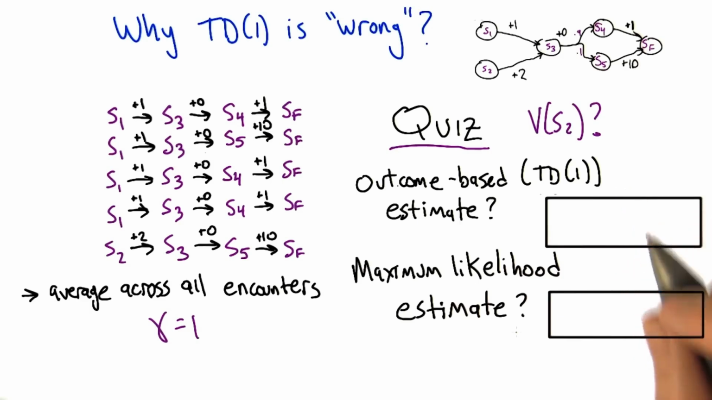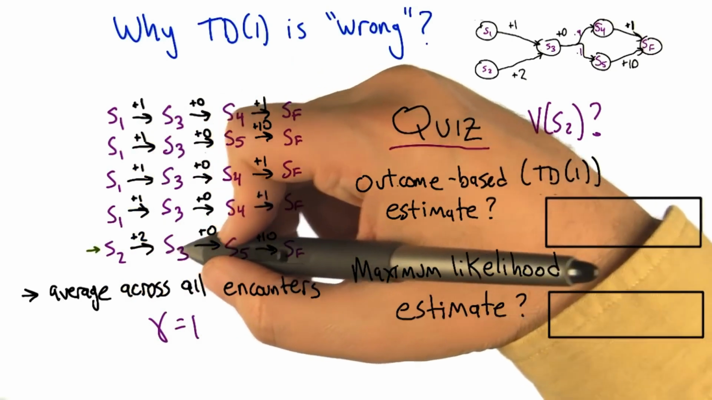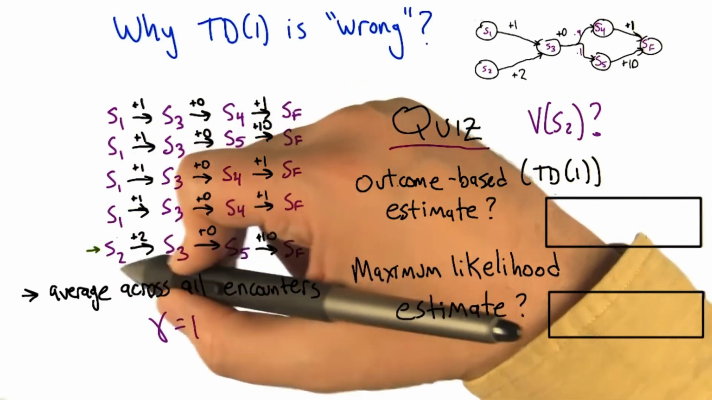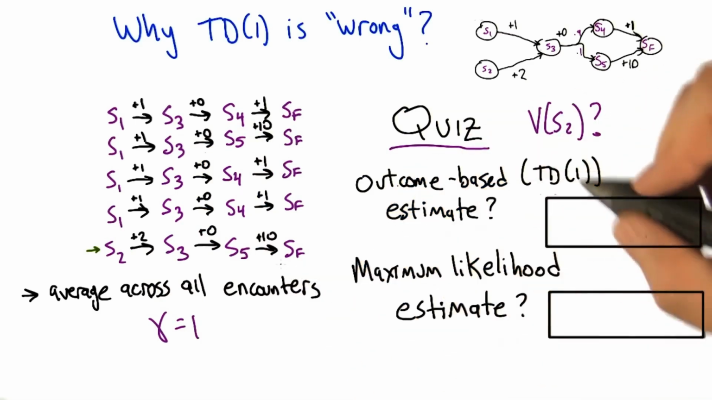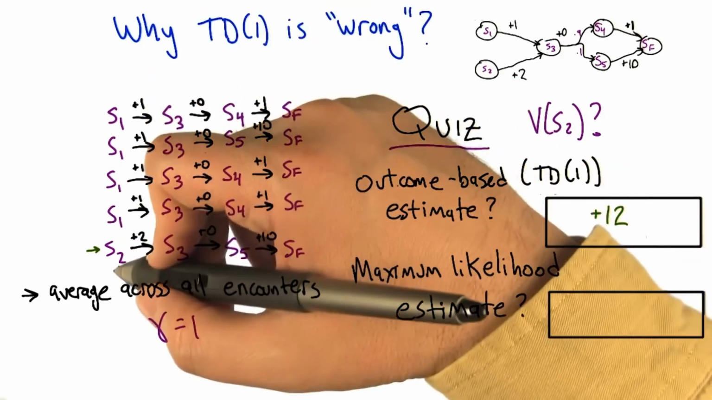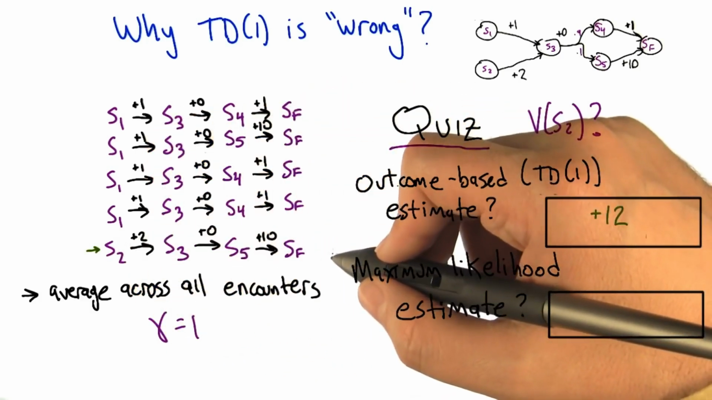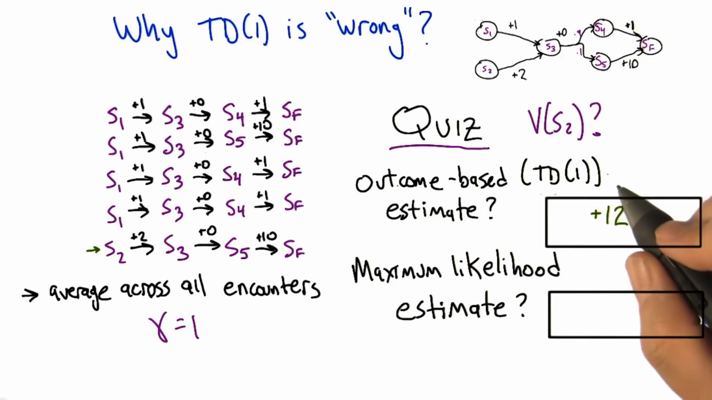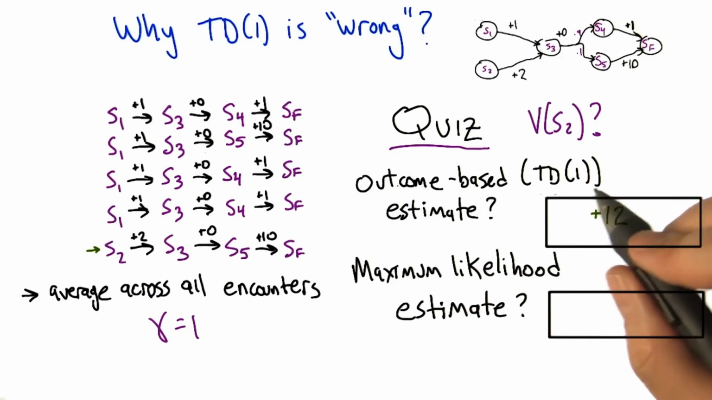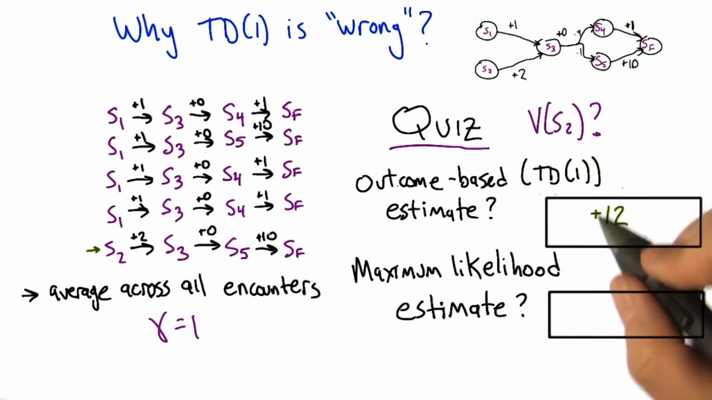So if I look at it, we encounter S2 exactly once. And so the average of 1 is pretty easy. What is the estimate for that one? Well, 2 plus 0 plus 10, which is 12, because gamma's 1. So this is saying because we've only ever encountered S2 once, and the one time that we saw it, we ended up with a reward of 12 getting to the final state, that's going to be our estimate. And that's what TD1 would actually do, modulo the learning rate and how you initialize the values and so forth. But that's sort of what it's trying to be, given this data.